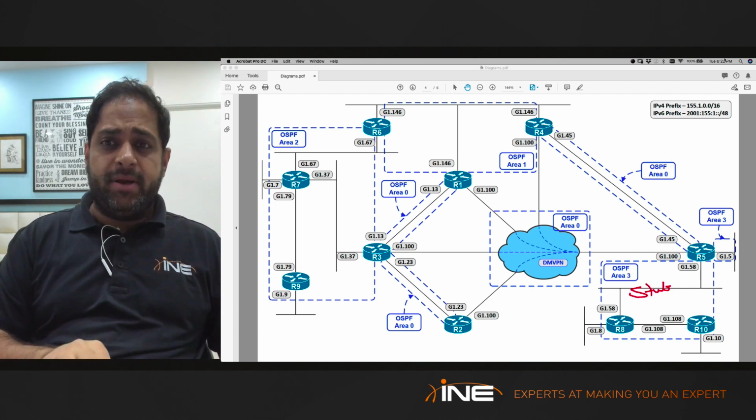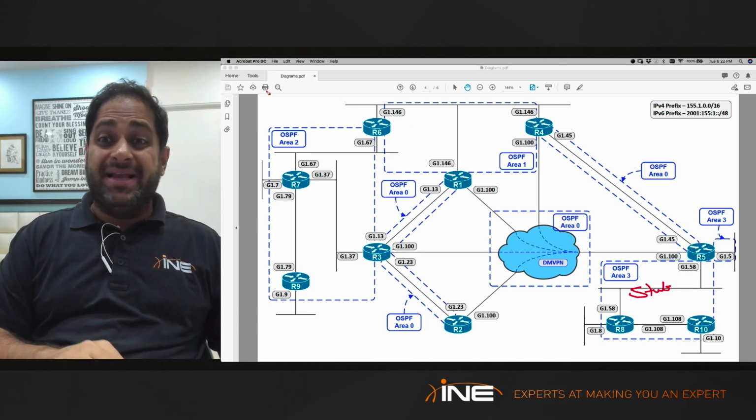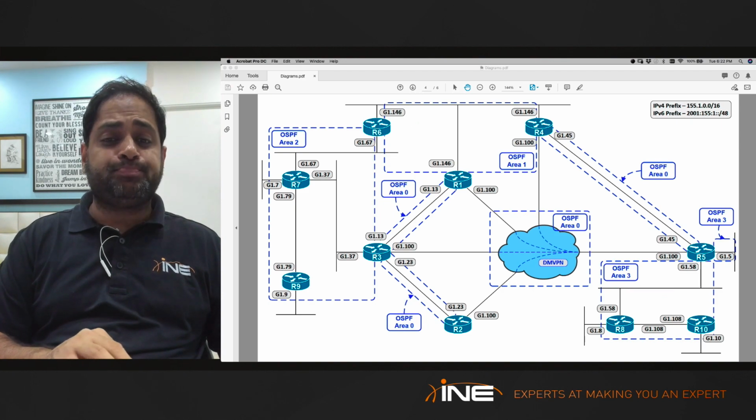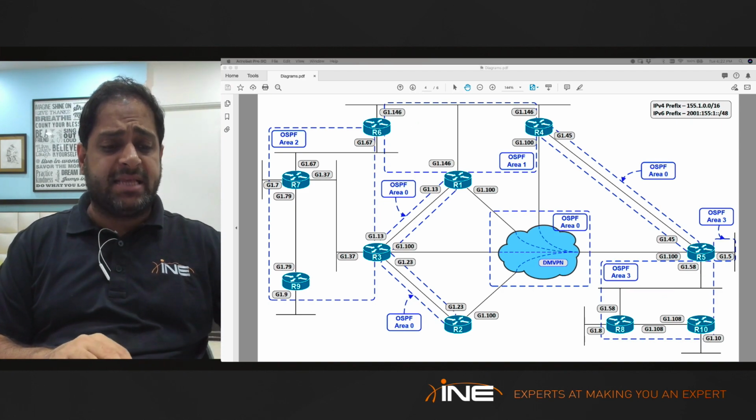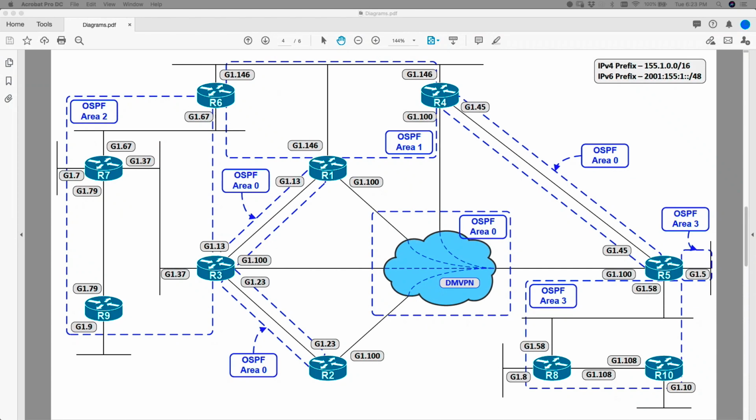Now again, if you remember, for configuring stub, my stub flag must be the same. Since my stub flag has to be the same, I have to configure all the three routers in area 3, R5, the ABR, R8 and R10. So let's go and configure that.